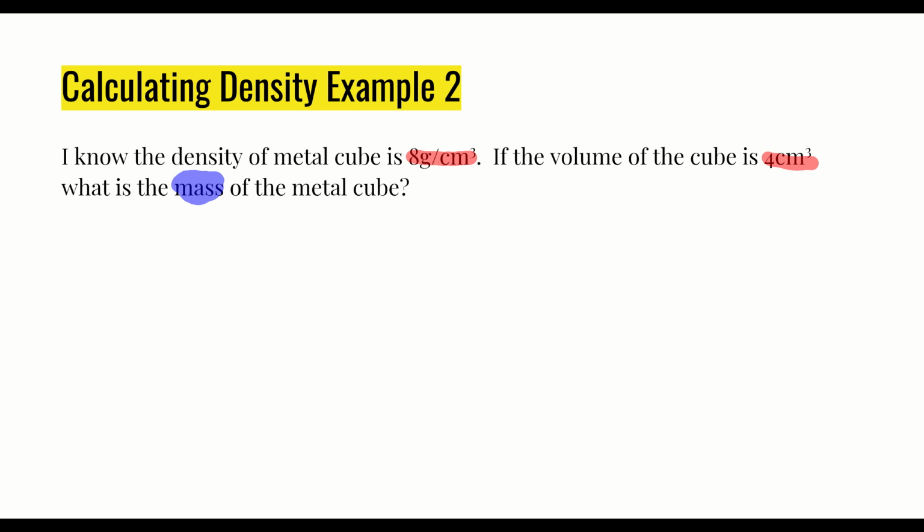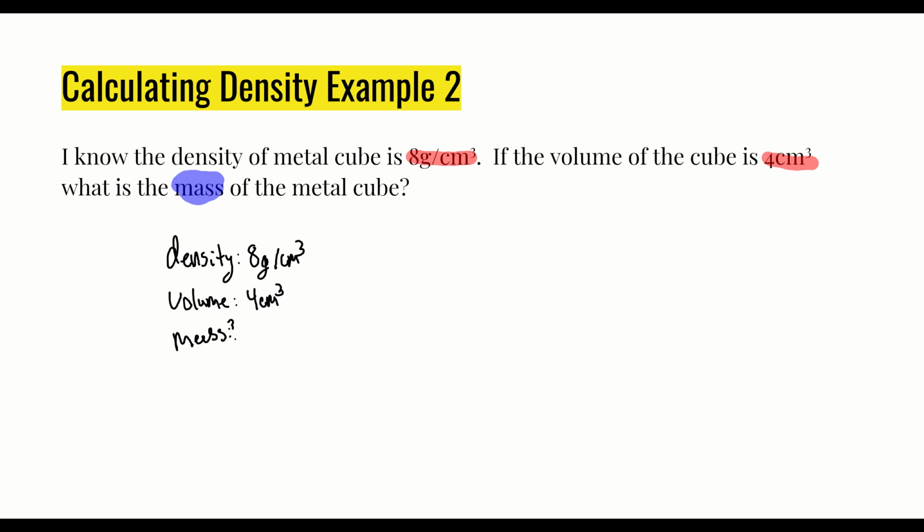So again, if we write out our information, we know our density is actually 8 grams per centimeter cubed, and we know that the volume of our cube is 4 centimeters cubed. What we want to find is, well, what is our mass? Right? We don't know that. We want to know that.